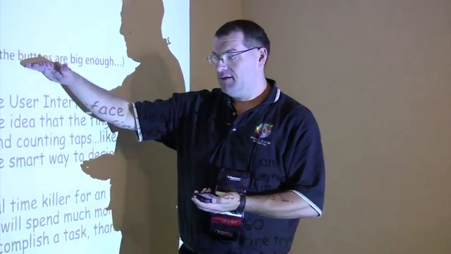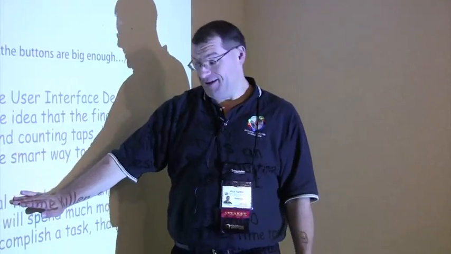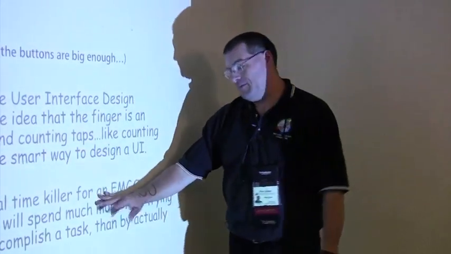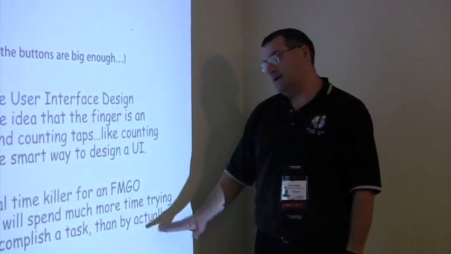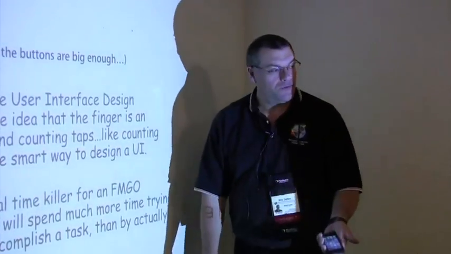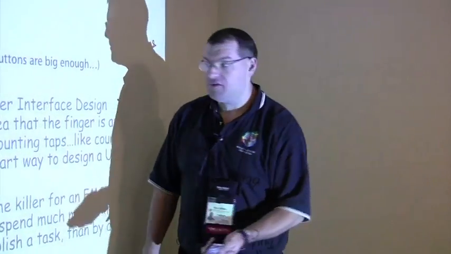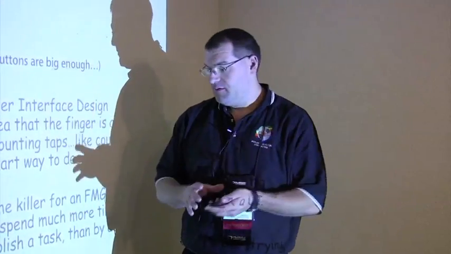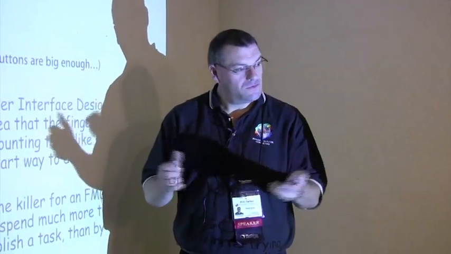You want clarity, right? So UI ambiguity is a real time killer for FM Go. You really need to think about developing your solutions. If they take 2 or 3 or 5 extra clicks, use the extra clicks. Keep it clear so people understand how to use a solution.